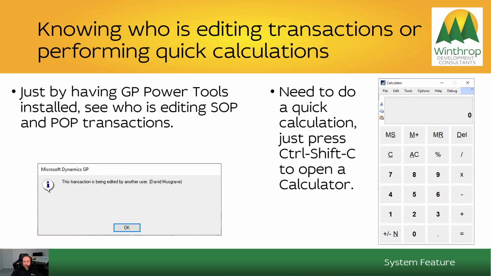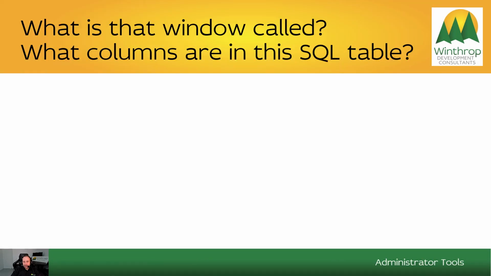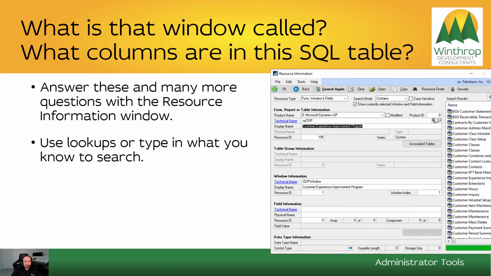GP will often tell you that a transaction is being edited by another user, but it doesn't tell you who. So GP Power Tools for SOP and POP documents will actually list the user that is editing the document already so that you can contact them if necessary. It also has a nice little calculator inside GP, which is handy on a published app situation or a terminal server installation where you might not have access to the Windows calculator.